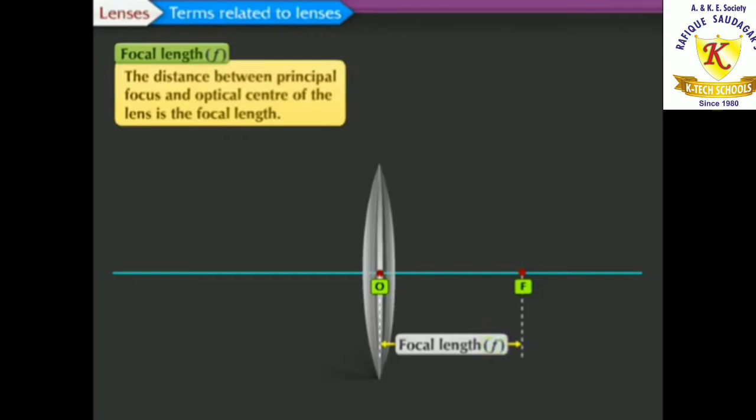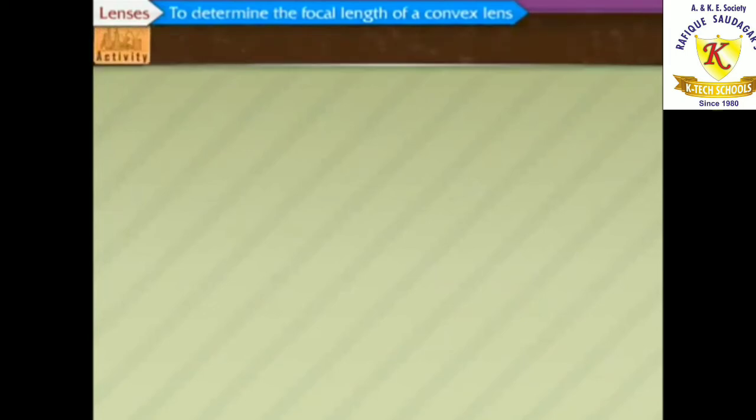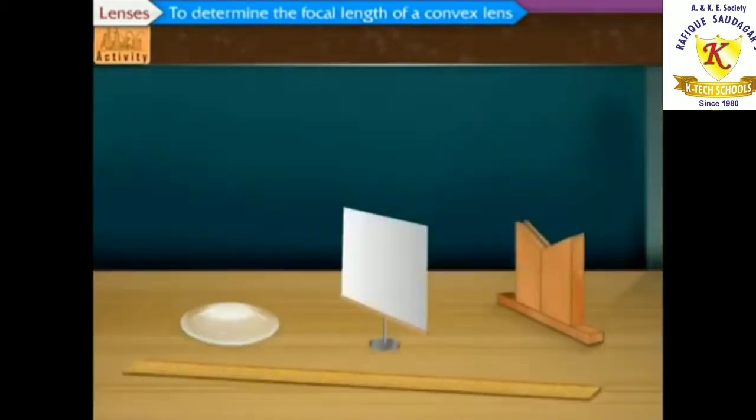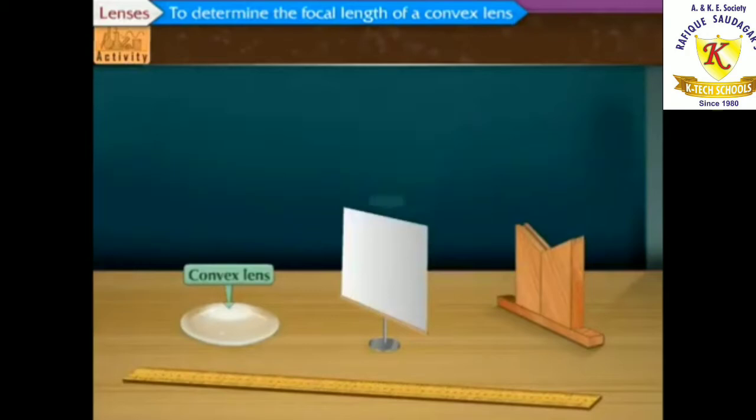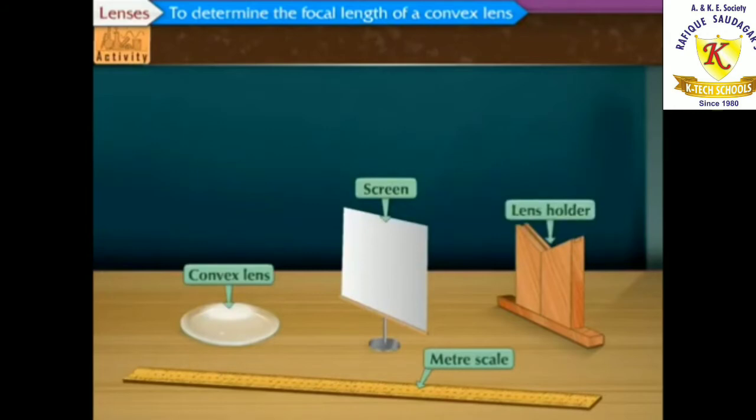Now, after learning the terms related to lenses, let us perform an activity to find the focal length of a convex lens. To determine the focal length of a convex lens. Activity. We need a convex lens, screen, meter scale, and a lens holder to perform this activity.